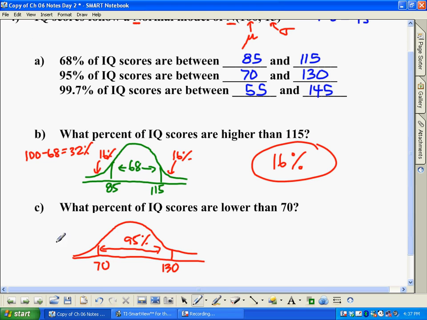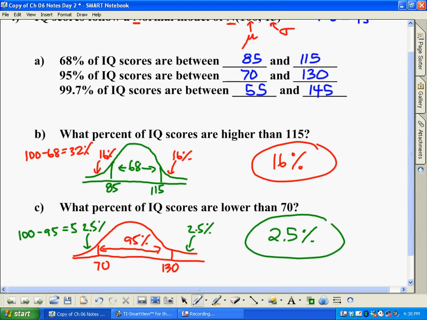And of course, if you took 100 minus 95, you would get 5, which means we have 2.5% above 130 or higher, and we also have 2.5% over here. So what percent would be lower than 70? 2.5%. So that is your first basic primer on normal curves.